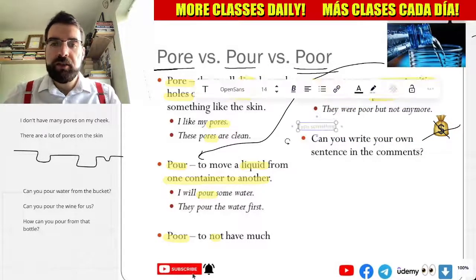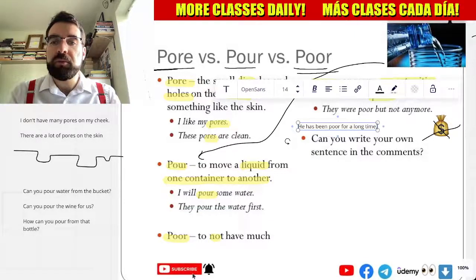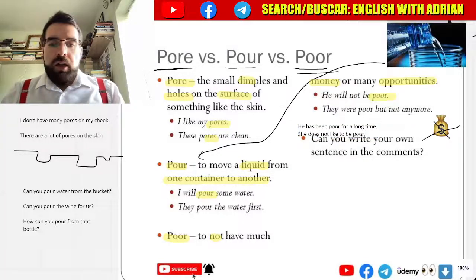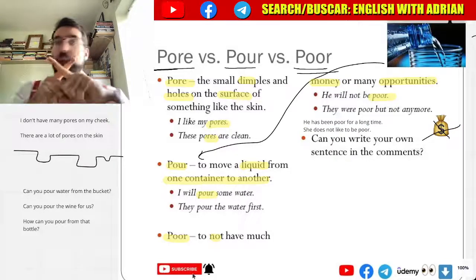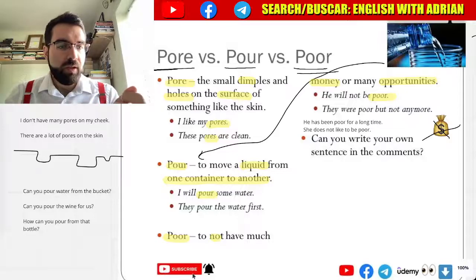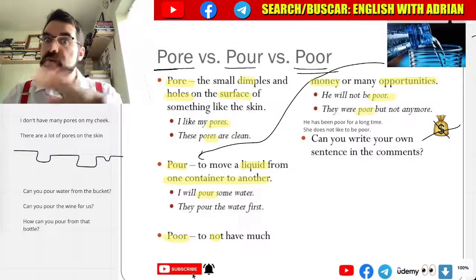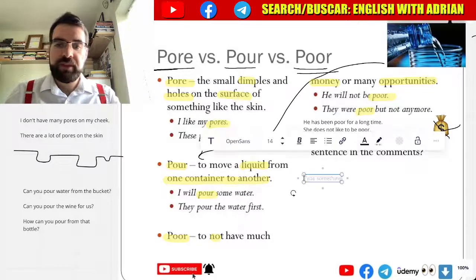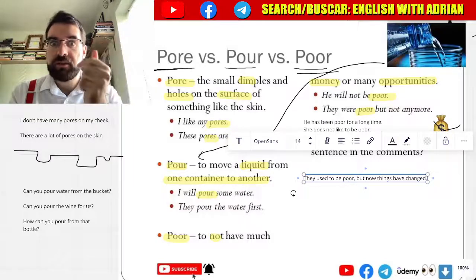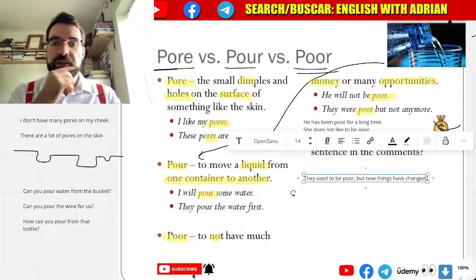Okay, he has been poor for a long time. She does not like to be poor. They were poor, but not anymore. They used to be poor, but now things have changed. How cool is that, language explorers?